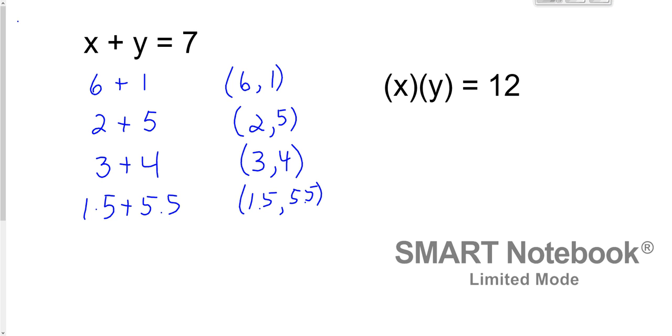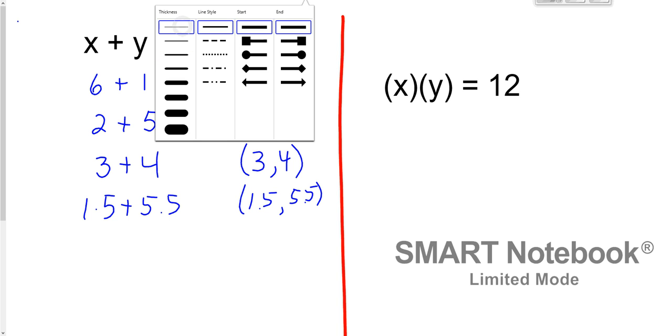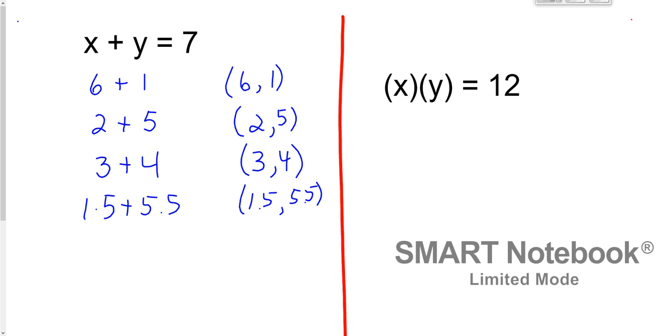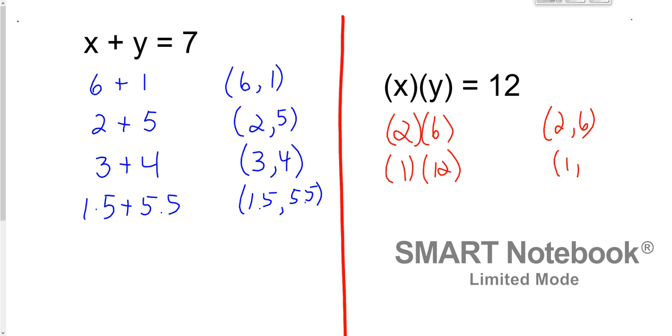Now let's look at a second equation. So this equation, x times y equals 12, also has a bunch of different solutions. So hopefully you're thinking of two numbers that when you multiply them together will give you 12, maybe like 2 times 6. So (2, 6) is a solution, or 1 times 12. We can get into fractions and decimals. I'm not going to do that. But how about 3 times 4? That works as well.